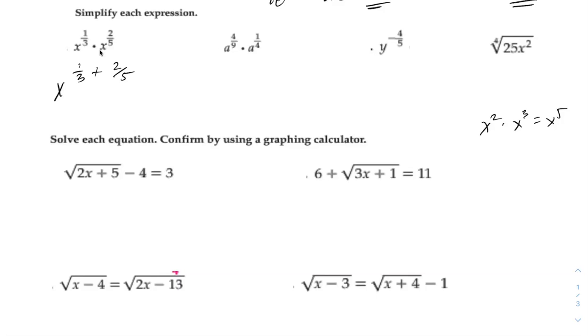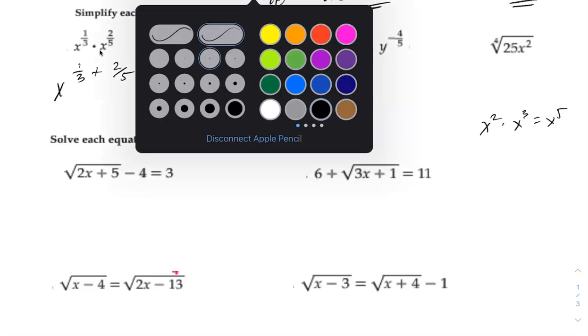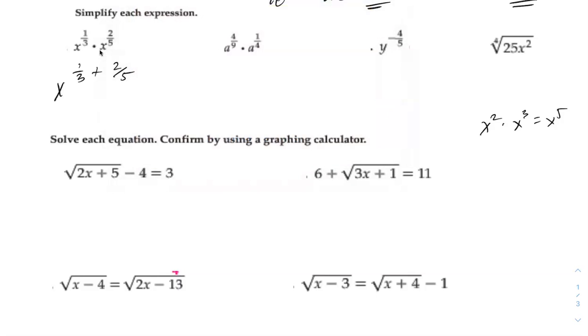So now it's just like third grade math. You've got to find the common denominator. 3 and 5 both go into 15. So you multiply this by 3 over 3 and this by 5 over 5. So I get x to the 5/15 plus 6/15. So I get x to the 11 over 15.